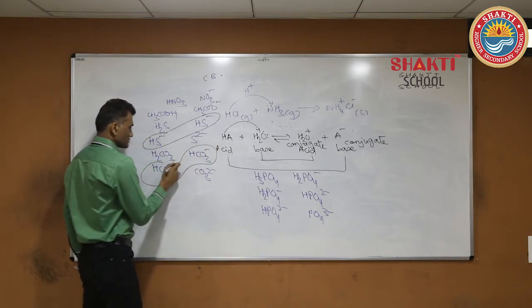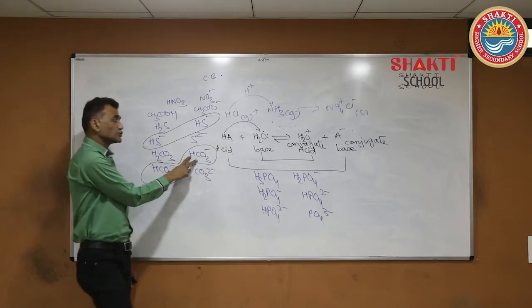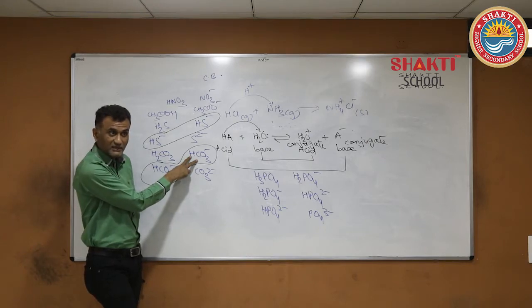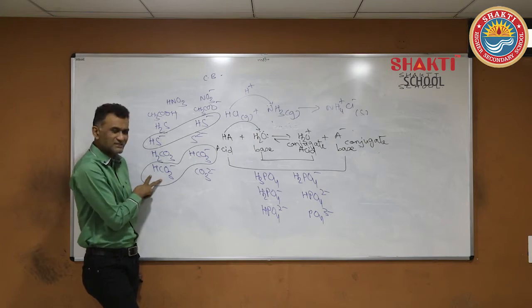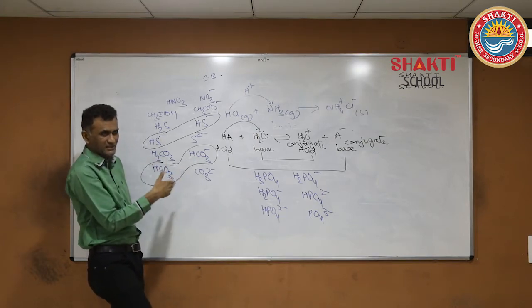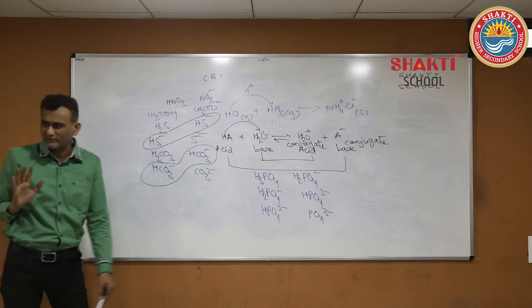It is this. So HCO3 minus can act as a base. It can accept a proton to form H2CO3. And HCO3 minus can act as an acid. It can give H plus ion, lose H plus ion and form CO3 2 minus.